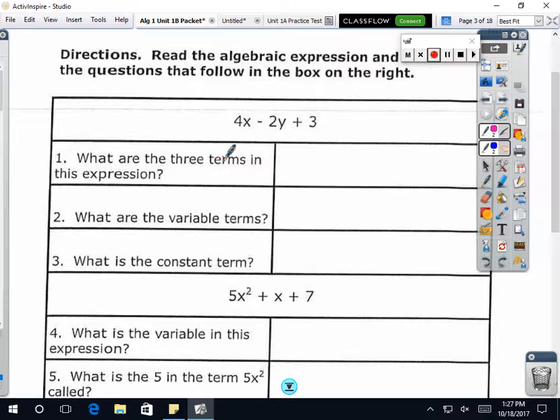Very good. The term is the whole thing. Courtney said all parts: 4x, negative 2y, and 3. They're asking for the entire term. Not just the coefficient, not just the variable, but the entire term. What are the variable terms? Or a better way to ask that is, which terms have a variable? Right. 4x and negative 2y are the terms that have a variable. What is the constant term, or the term that's a constant? 3.